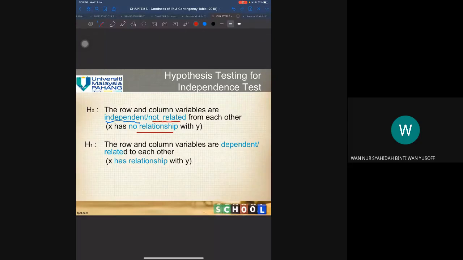So H0 always will be independent, always be not related, or there is always no relationship. H0 means that row and column are not related to each other. H1 is opposite to that. H1 always says row and column are related to each other, or a relationship exists between those two variables, or they are dependent on each other.